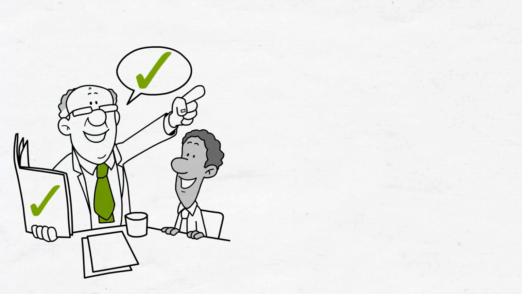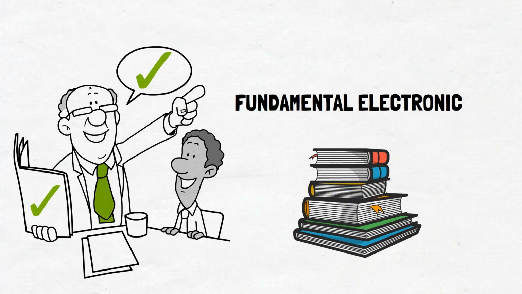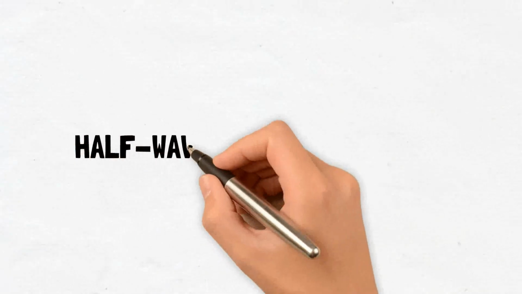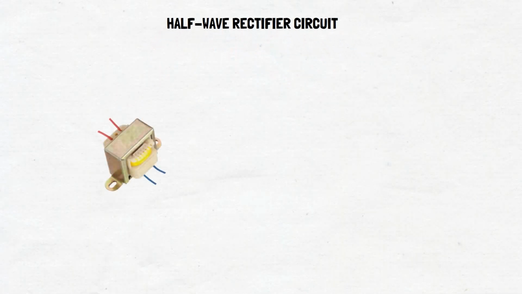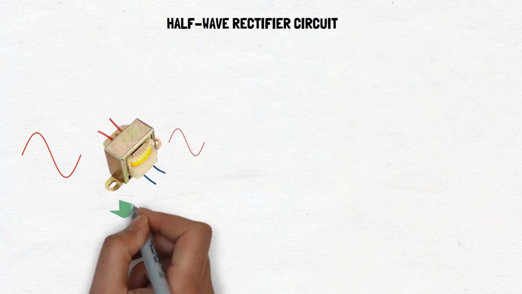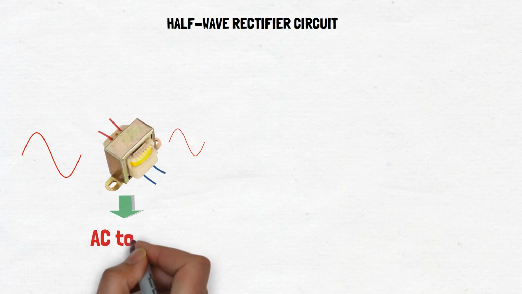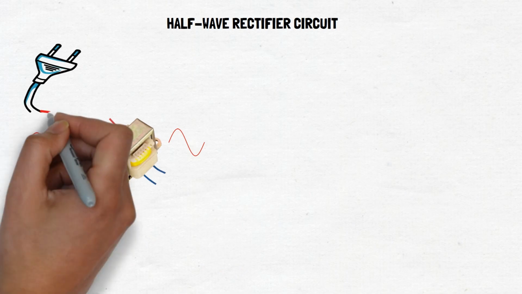Hi guys, in this video, I return to the fundamentals of electronics, and the first lesson is the half-wave rectifier circuit. Before delving into the half-wave rectifier circuit, let's first discuss the transformer. A transformer converts a sine wave voltage from the primary side to a sine wave voltage on the secondary side, effectively transforming AC voltage to another AC voltage, such as from 240 volts to 15 volts.